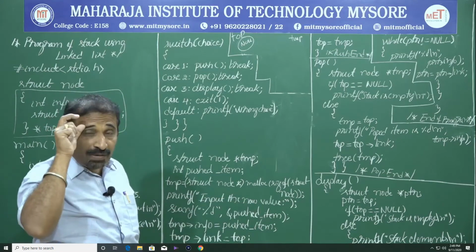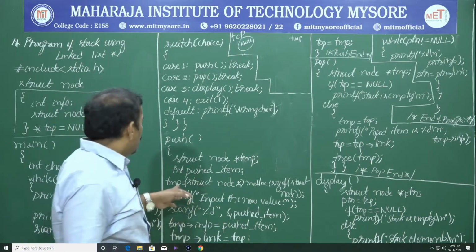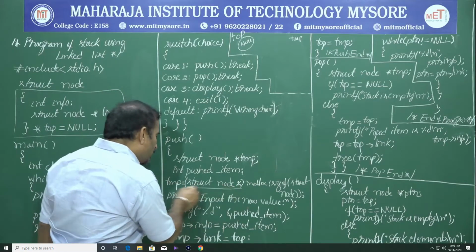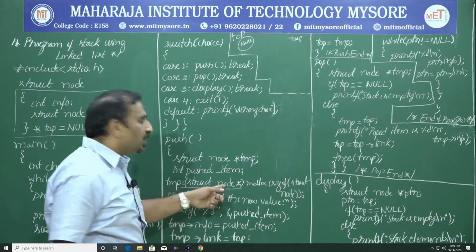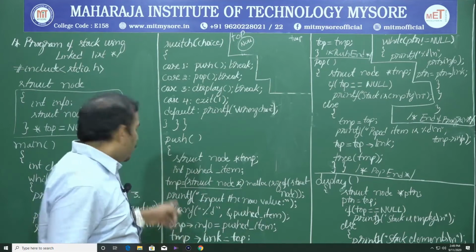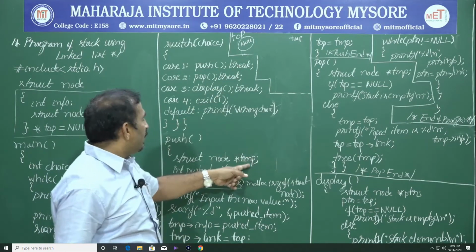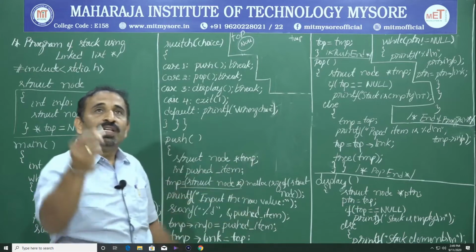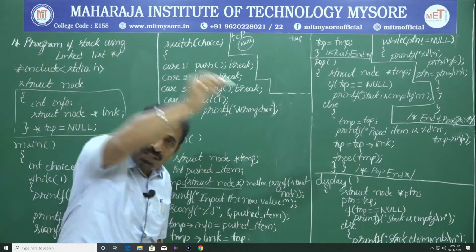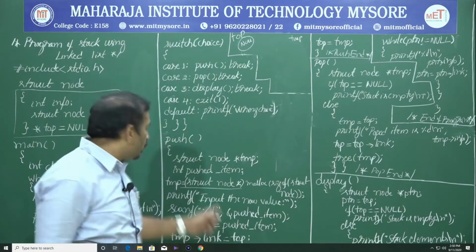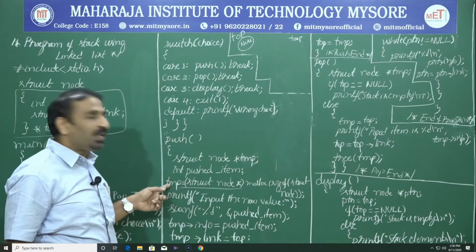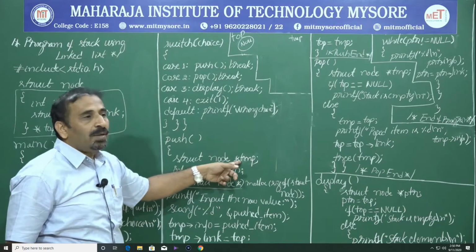Since this is the first time you are using this syntax, you need to understand what exactly this is. This line of code, structure node pointer, means you are returning a pointer. Why? Because TMP is a pointer. I have declared TMP as a pointer, so what you need to store in a pointer is another pointer only. So you are returning a pointer and storing it in TMP, which is defined as a pointer.